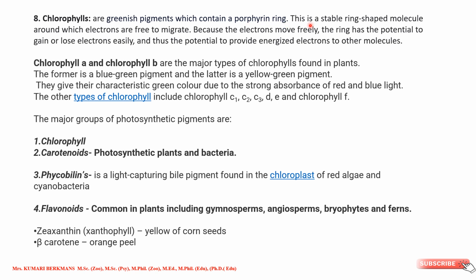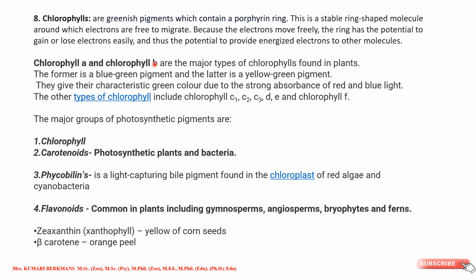It is a stable ring-shaped molecule around which electrons are free to migrate. Because the electrons move freely, the ring has the potential to gain or lose electrons easily. The electrons jump here and there, so the porphyrin ring may lose or gain them, and thus it has the potential to provide energized electrons to other molecules. When the electron jumps, it is energized.